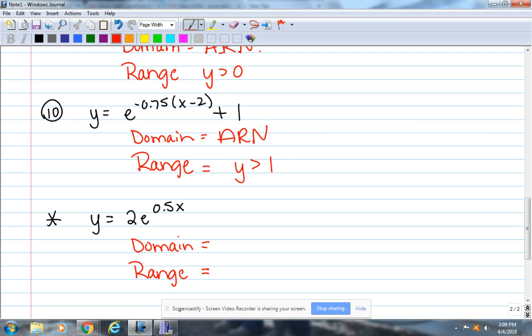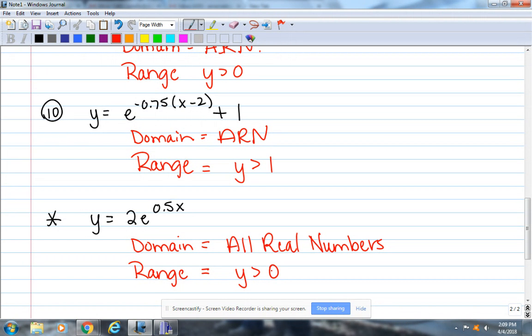All right, so what did y'all get for your domain? All real numbers. What did you get for your range? Does it go above 0 or below 0? Y is greater than 0. Yeah, so Y is greater than 0. Raise your hand if you got Y is greater than 0 for your range.